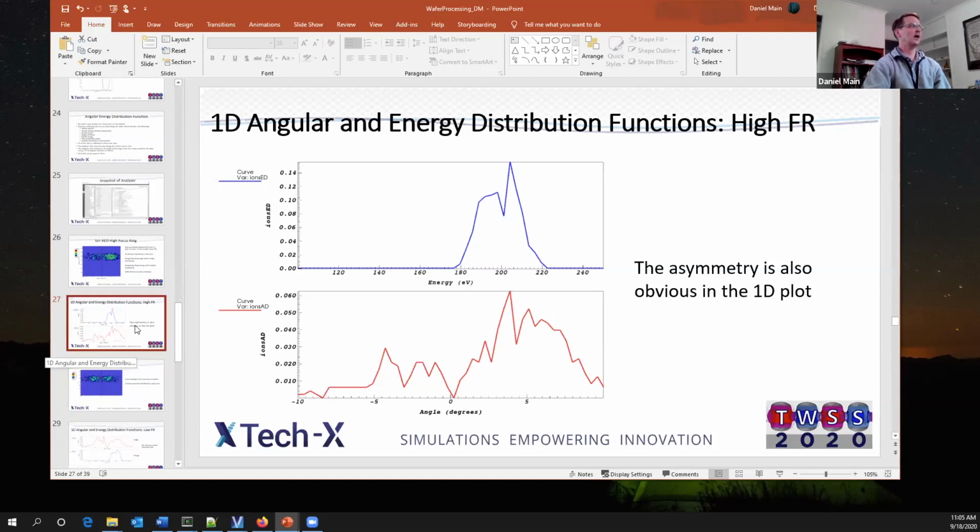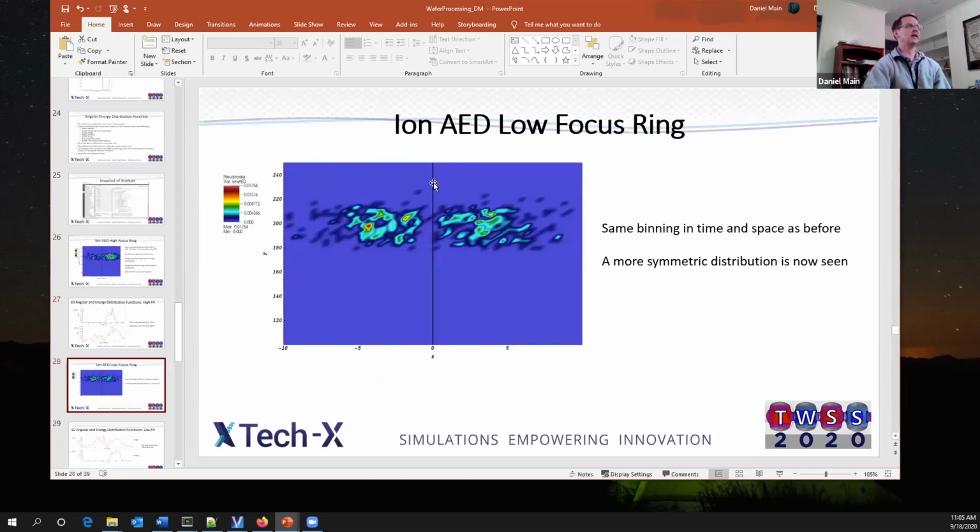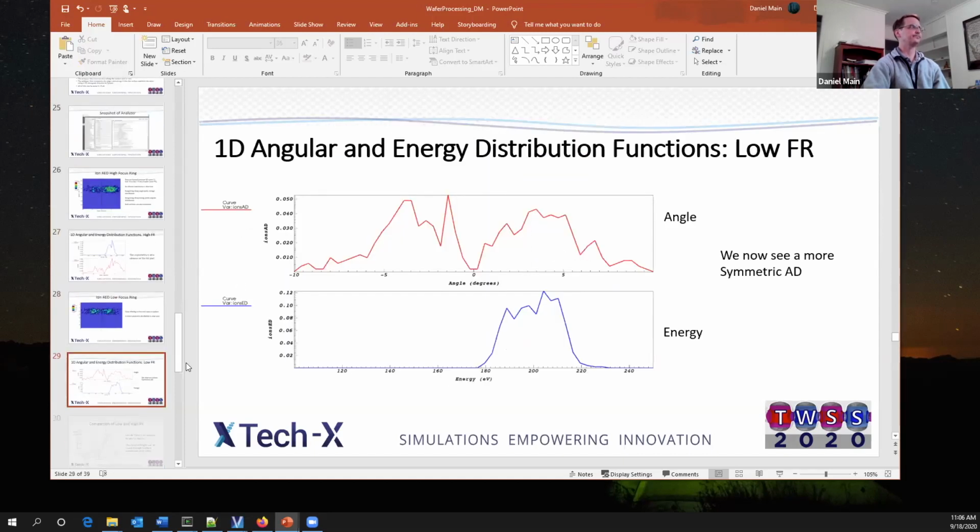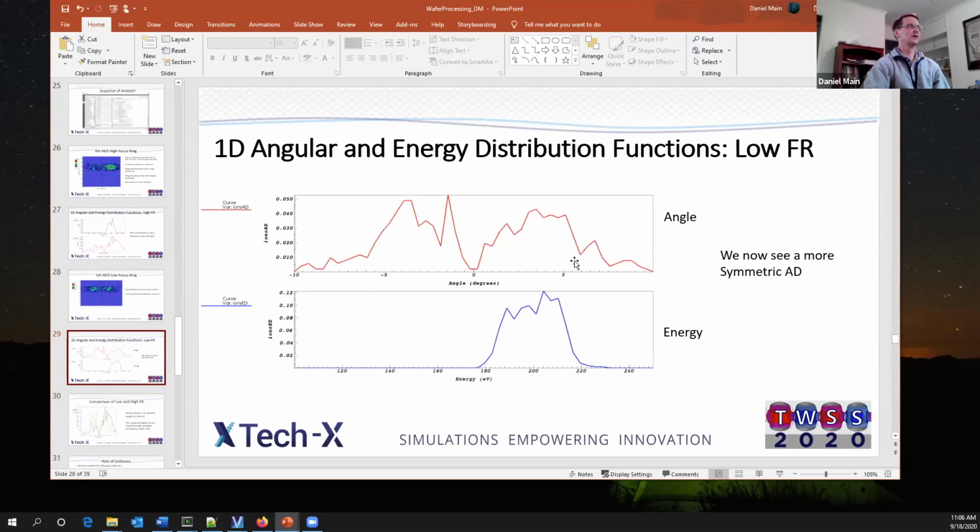So I ran another simulation with the lower focus ring. And then this is what the ion angular energy distribution function looks like with the low focus ring. Again, this is energy versus angle. And then this is what this looks like here. I plotted the data on top of each other. Well, before I get to that, this was ion angular distribution here and energy down here. And we now see that the ions impact more uniformly.